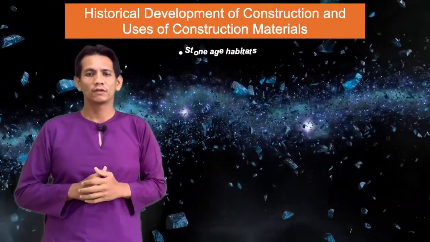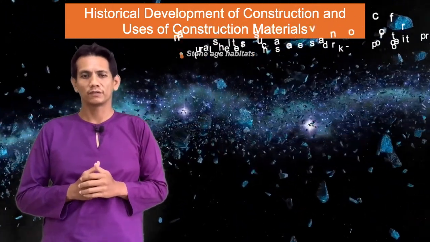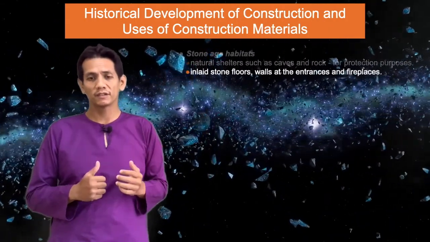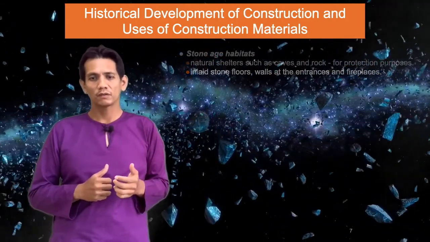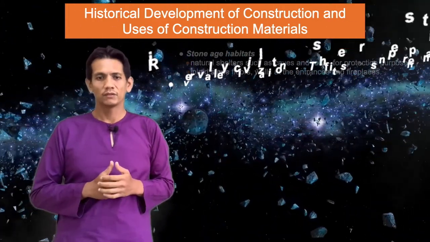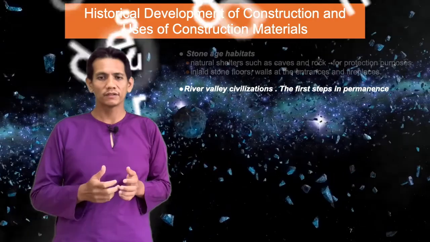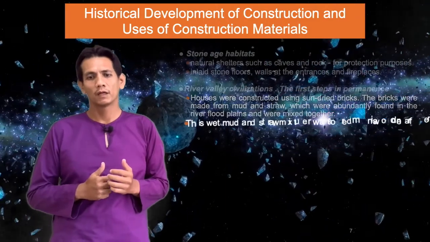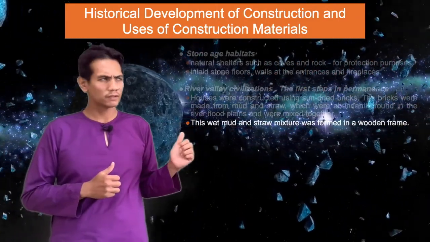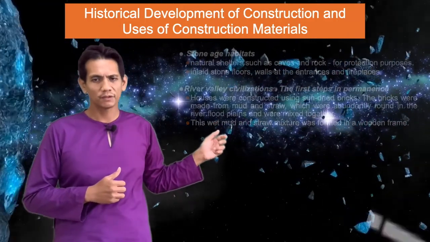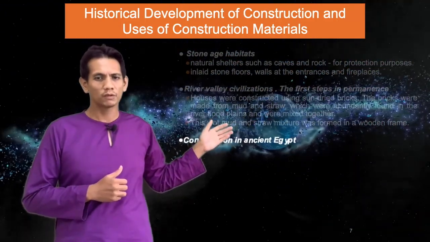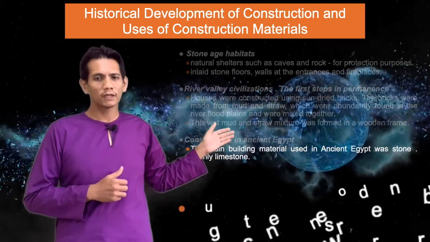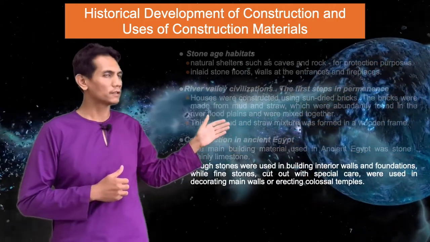What is the historical development of construction and the uses of construction materials? First, the early Stone Age habitats: natural shelters such as caves and rock for protection. In the late Stone Age, we had walls at the entrances and fireplaces. Then we have river valley civilizations, the first steps in permanence. Houses were constructed using sun-dried bricks. The bricks were made from mud and straw, which were abundantly found in the river flood plains and were mixed together. This wet mud and straw mixture was then formed in a wooden frame.